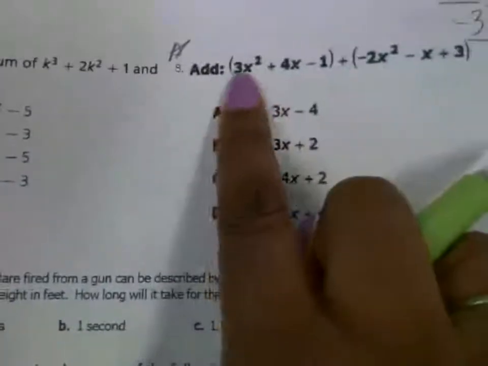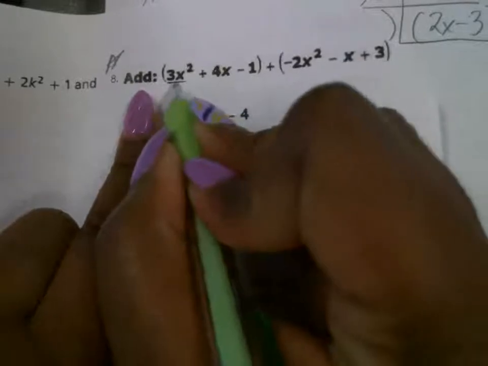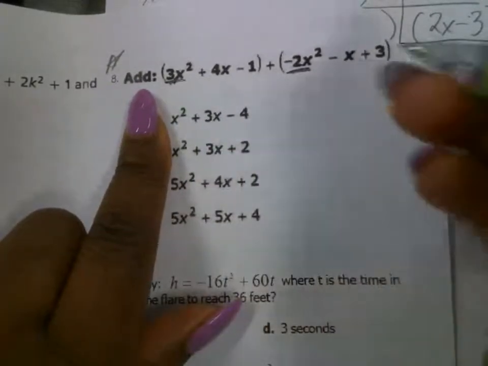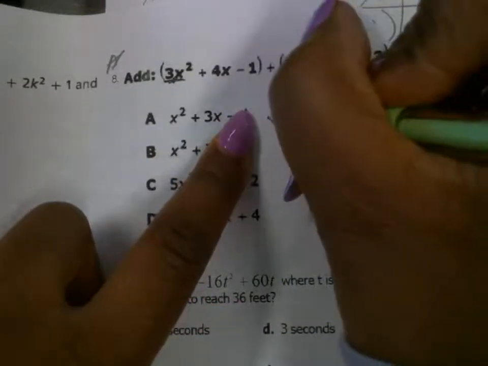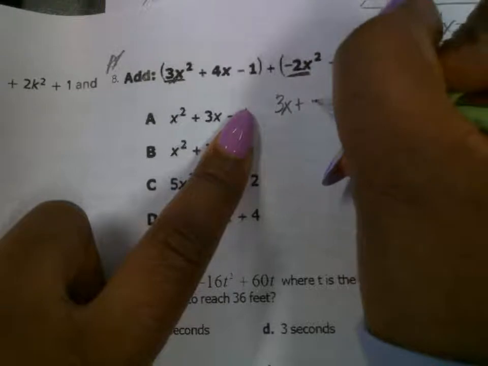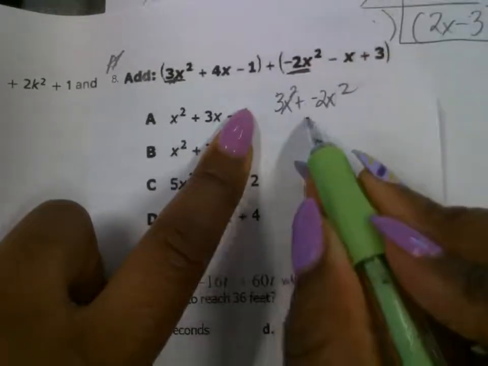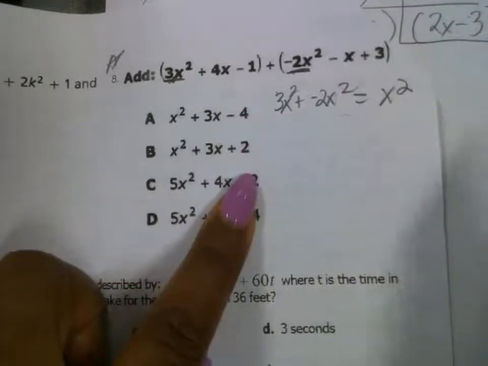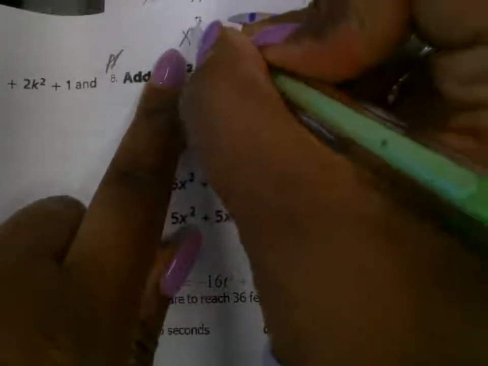Let's look at this one. You're going to add these two terms together. So the like term is, we got 3x plus this negative. Let me do this out to the side. So I have 3x plus a -2, well, 3x squared, sorry. They're like terms, so I can add these together. And so this gives me x squared. So that's first, x squared.